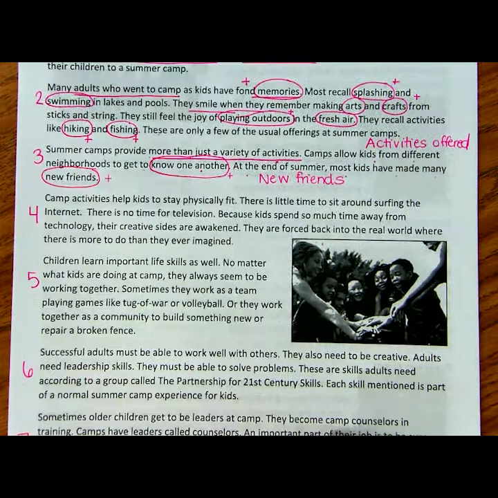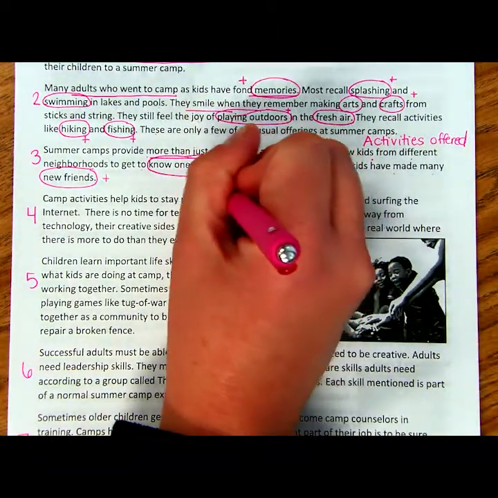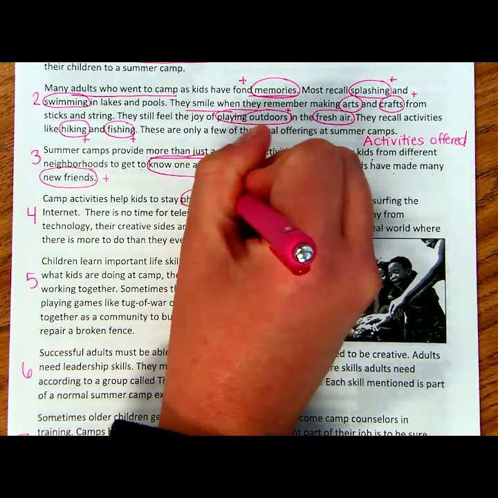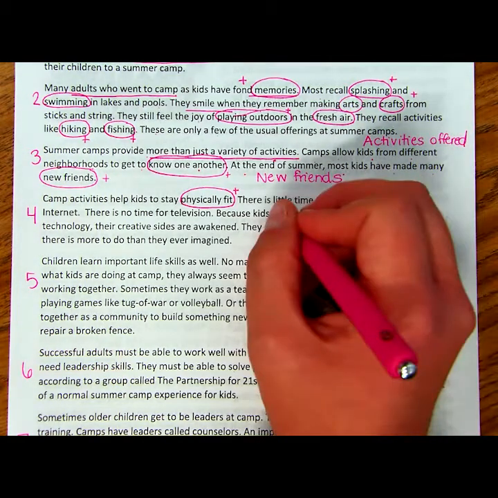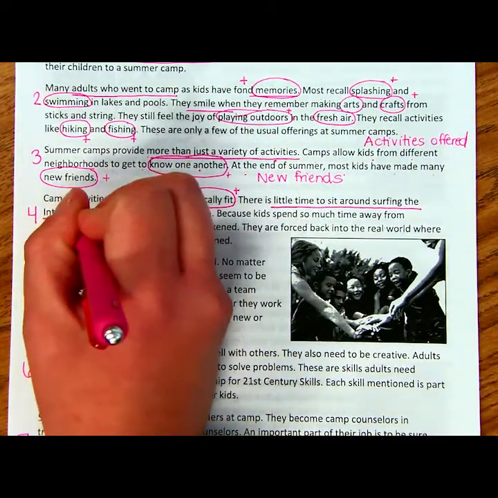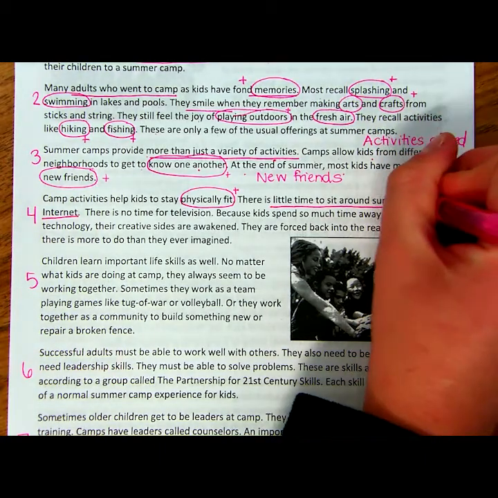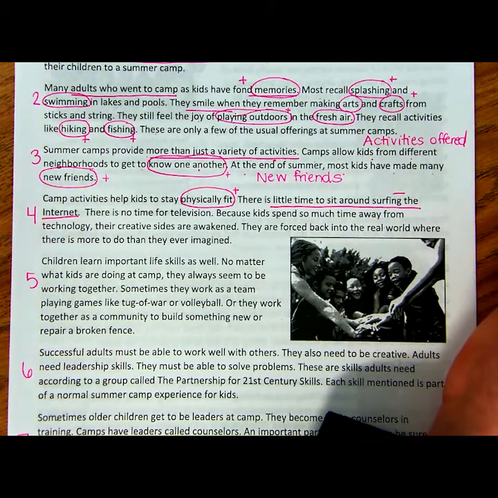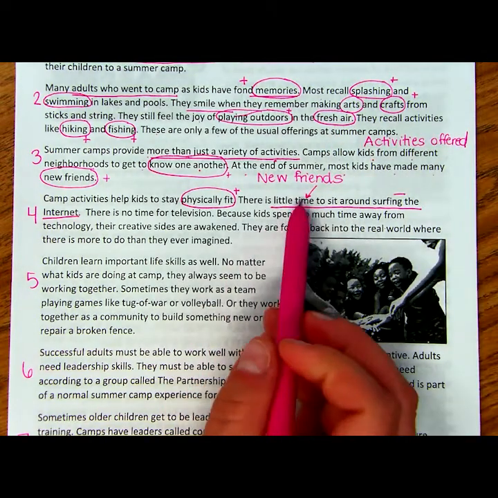Camp activities help kids stay physically fit. Put a circle around this or just underline it. That's another benefit, right? Staying physically fit. There's little time to sit around surfing the internet. I'm actually going to underline that. Little time to sit around and do that, because that's a negative, right? Surfing the internet is something that kids often do, but in camp, they're saying there's little time to do that. So they make that a positive. There's no time for television.